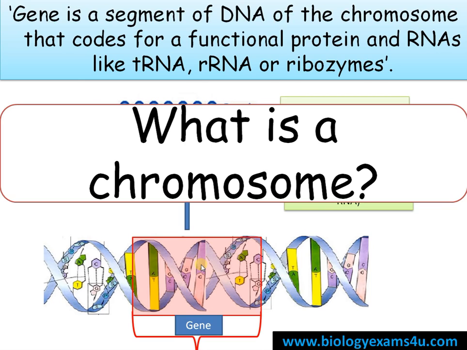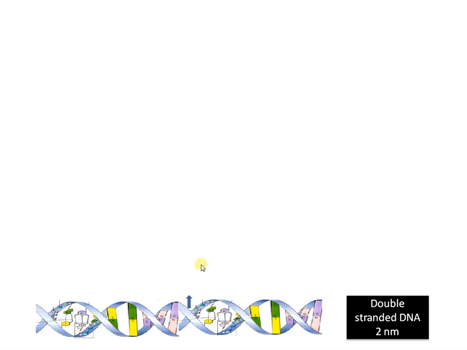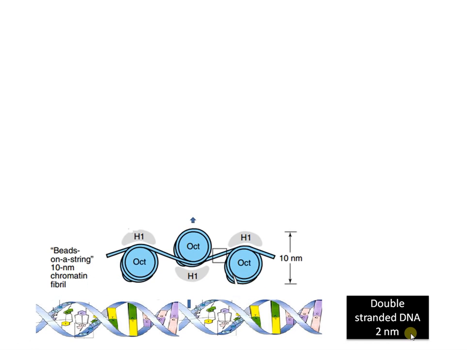Now moving to the next question: what is a chromosome? So now we know what a double-stranded DNA molecule is. This is approximately 2 nanometers in size. This double-stranded DNA molecule is further packaged with histone proteins, the proteins involved in DNA packaging. This is the histone octamer, 8 histone proteins. This double-stranded DNA is wrapped around these histone proteins, and H1 is the histone that is involved in further compaction. This forms a 10 nanometer beads-on-a-string model.